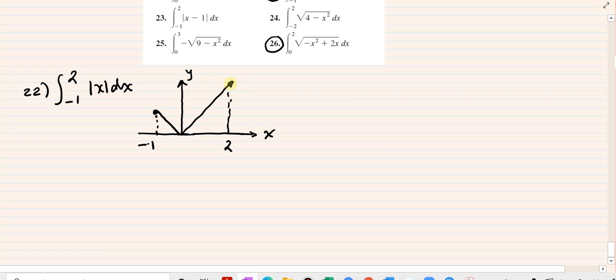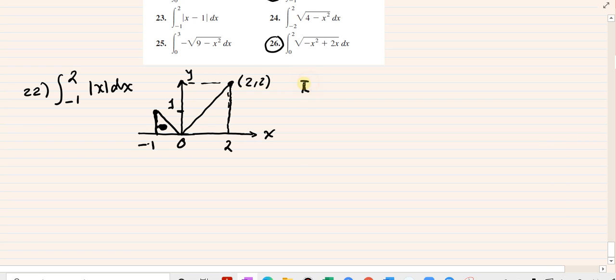So notice now we can translate this into 2 triangles and find these areas, right? So when x is -1, y would be 1. So the height is 1 here. When x is 2, absolute value of 2 is 2. This point is (2, 2). The height, in other words, is 2.